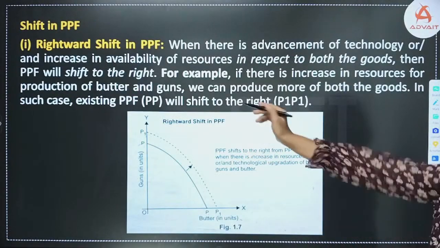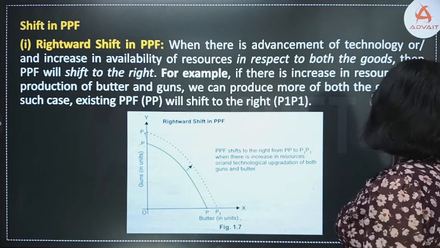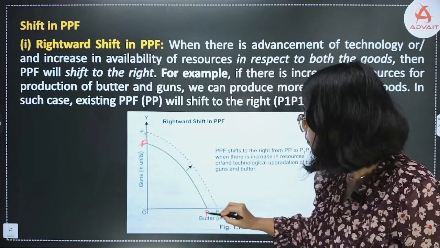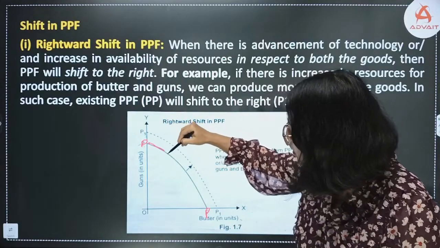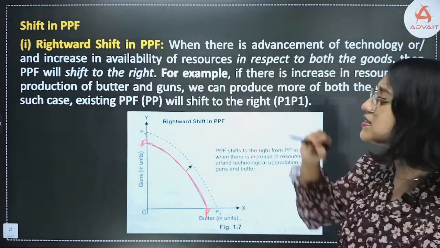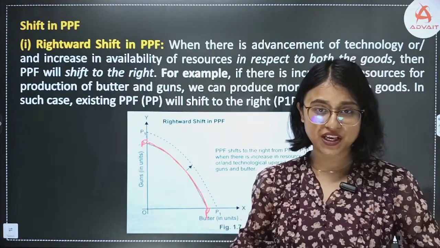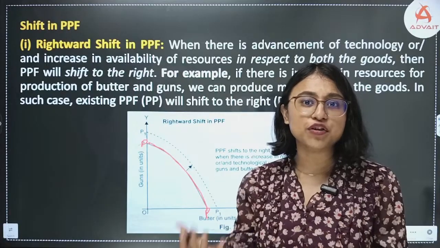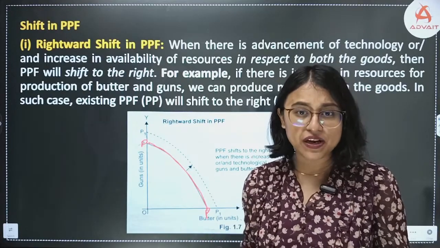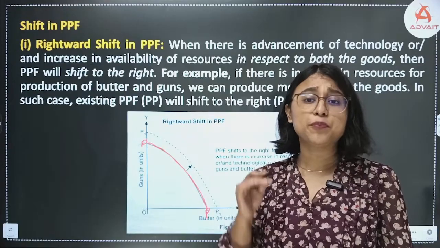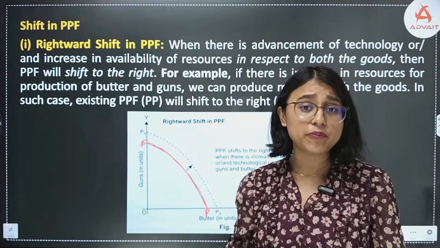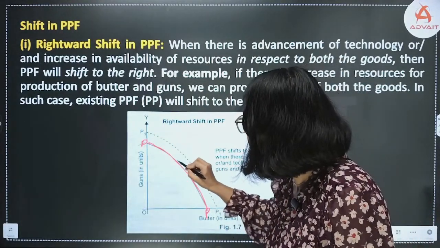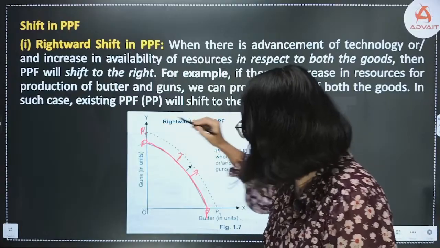Suppose the economy is operating at the PPF, PP. Now let us consider that the productive capacity of the economy has increased. Productive capacity has increased, meaning technology has improved and available resources have improved. As a result, the production possibility frontier, or PPC, will shift towards the right. It will shift towards the right to P1, P1.